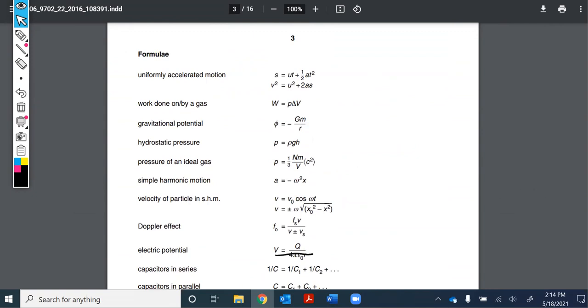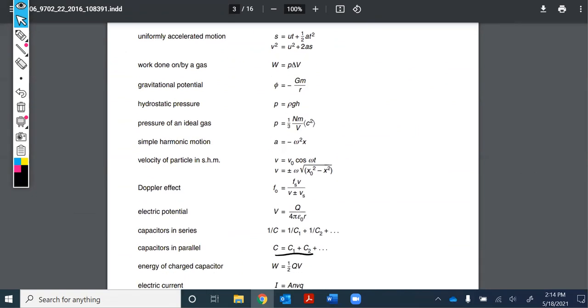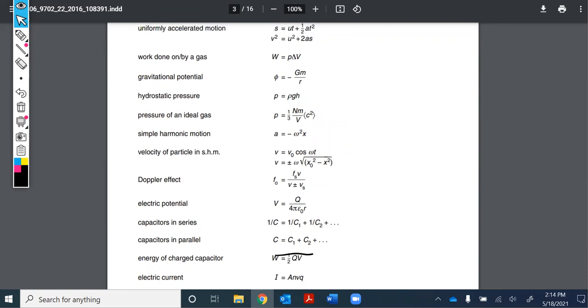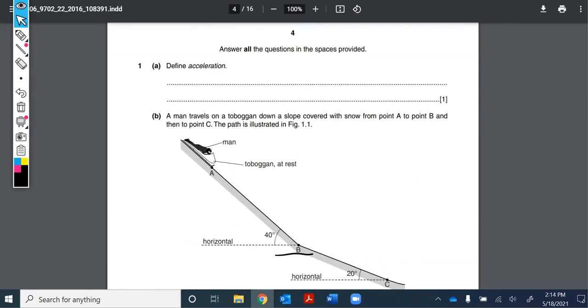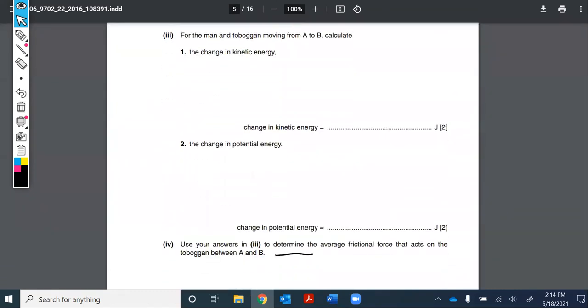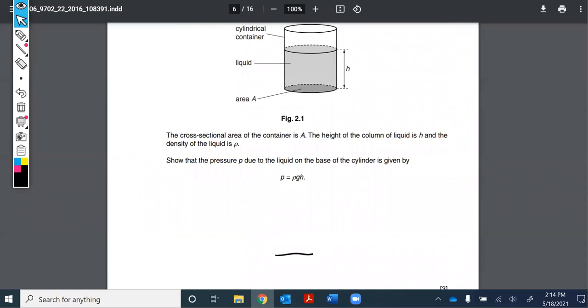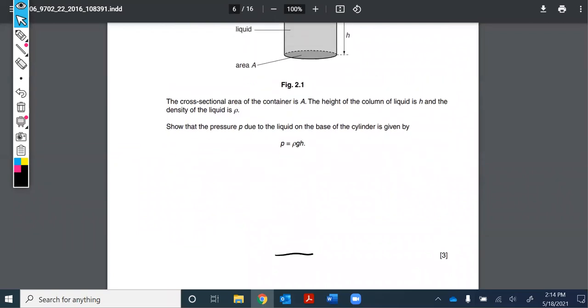Rho gh, right? You can see it. Hydrostatic pressure, P equals rho gh. There, I've shown that it's true. So not quite, right? Even though that is an equation that they give you there, they're asking you to sort of derive this, show that the pressure is given by this. That's worth 3 marks there.